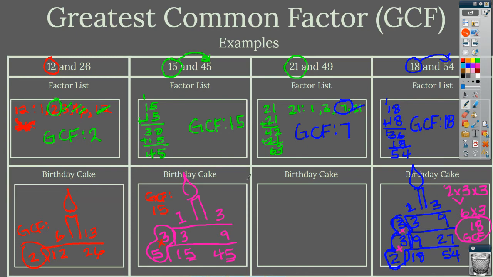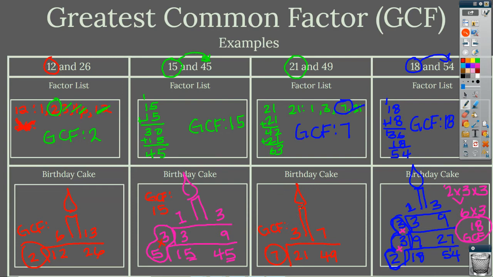All right, pause here so that you can try 21 and 49 using birthday cake. Got 21 and 49. Looking for something that will divide into both evenly. It's going to be 7 for me. 7 into 21 goes 3 times. 7 into 49 goes 7 times. 3 and 7 do not share a common factor other than 1. So I'm going to put my candle on my cake, and I've got my GCF of 7 here.